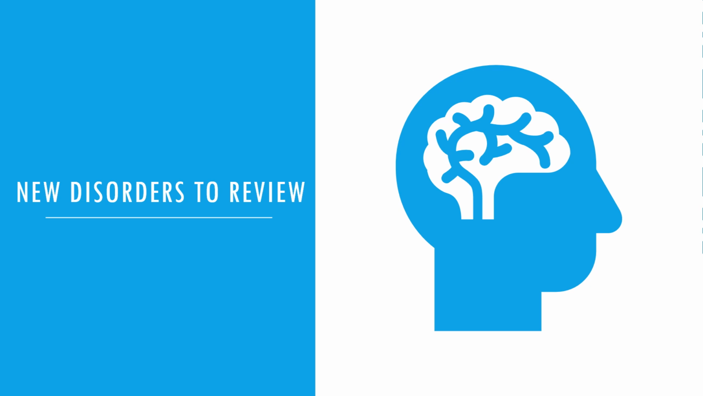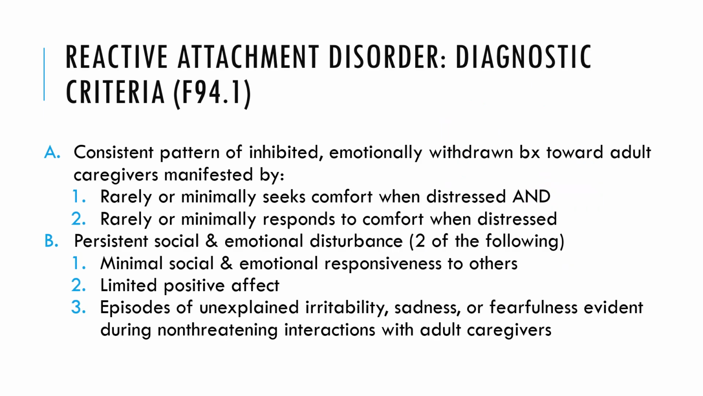The new disorders to review: reactive attachment disorder, the diagnostic criteria. The code is F94.1. It's a consistent pattern of inhibited, emotionally withdrawn behavior toward adult caregivers manifested by 1. Rarely or minimally seeks comfort when distressed, and 2. Rarely or minimally responds to comfort when distressed.